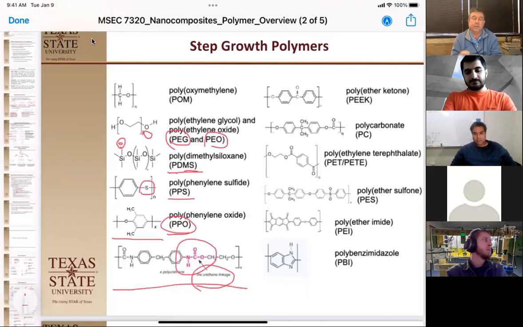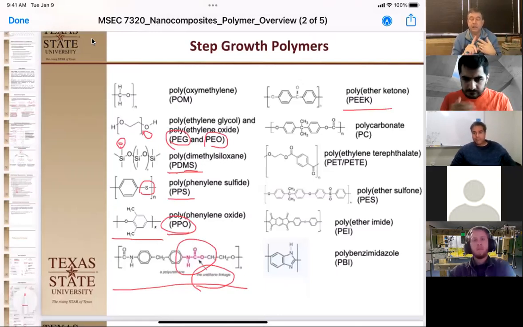Then this one's kind of neat. You'll see them a lot. PEEK for tubing in high pressure situations, and it's a polyether ketone. And technically it would be PEK for polyether ketone, or polyether ether ketone would be PEEK. So by adding the E, it shows you how many ethers there are along the backbone.